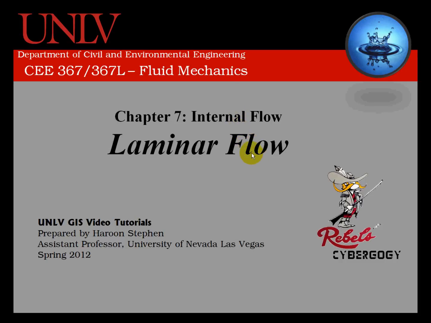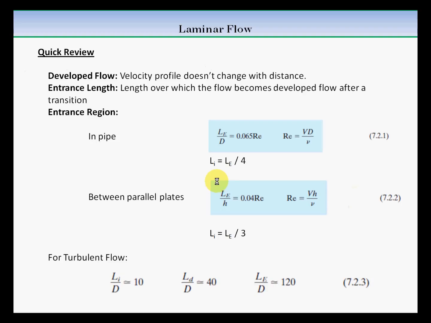This video is a brief review of laminar flow, which we covered in the previous lecture. So what we talked about was that developed flow, which is the flow where the velocity profile does not change with distance, has some distance over which it develops after the pipe transitions. And that distance is defined by entrance length.